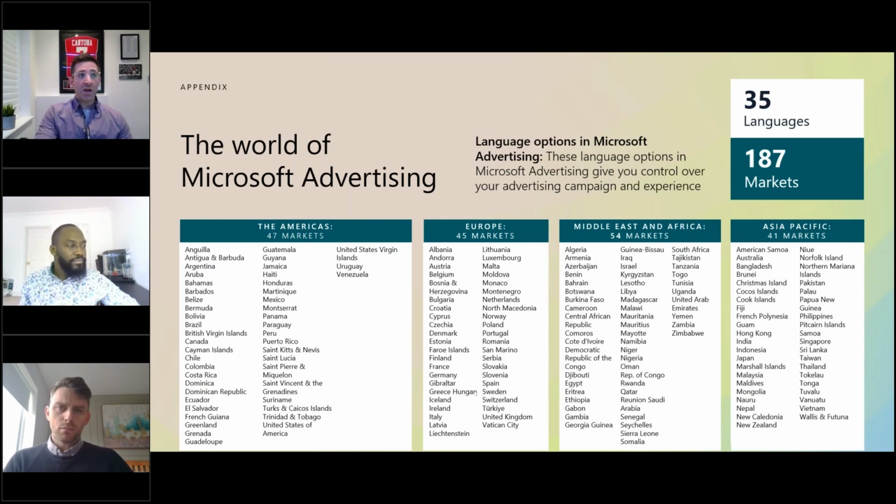In terms of scale, where do we play? Again, if you worked with us 2 years ago, you would have seen 35, not languages, but 35 markets. We're now in 187 markets. We're now in, I want to say, 43 languages. We've announced 8 languages due for release this month. So this is where you can advertise. Think of this as where you can advertise.